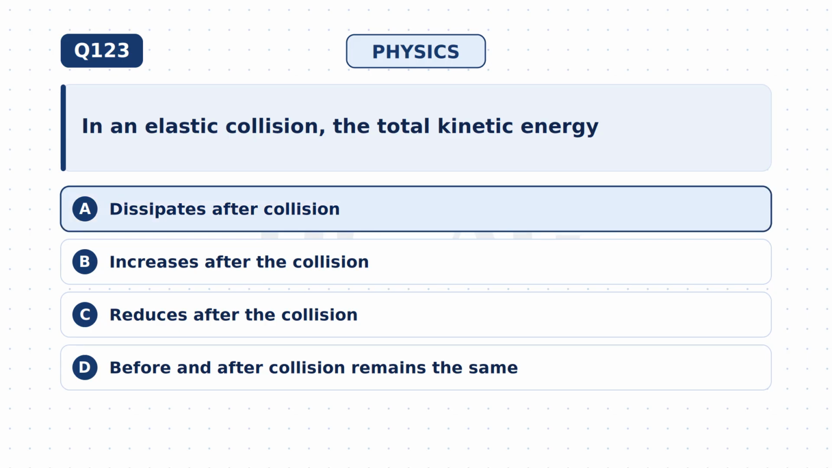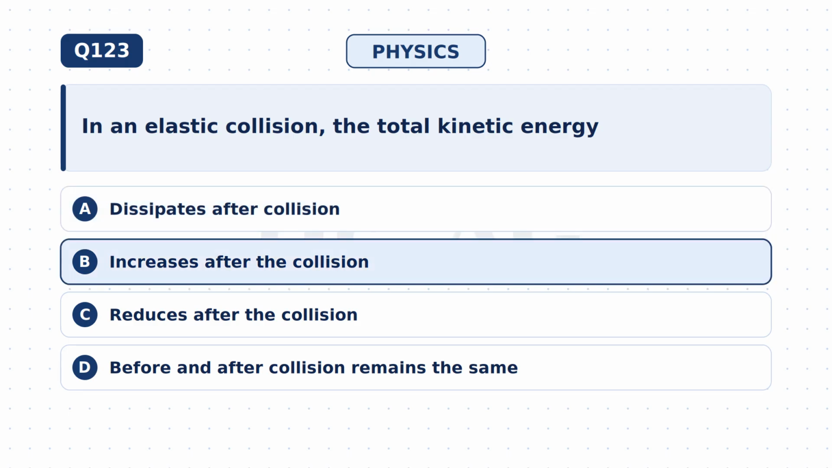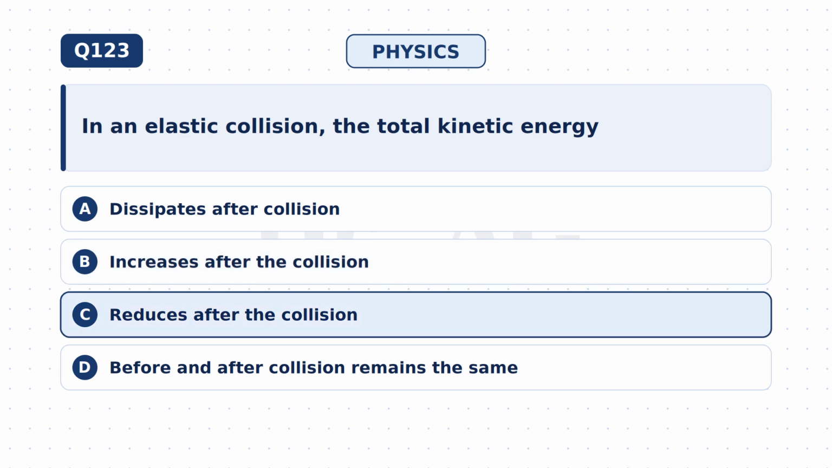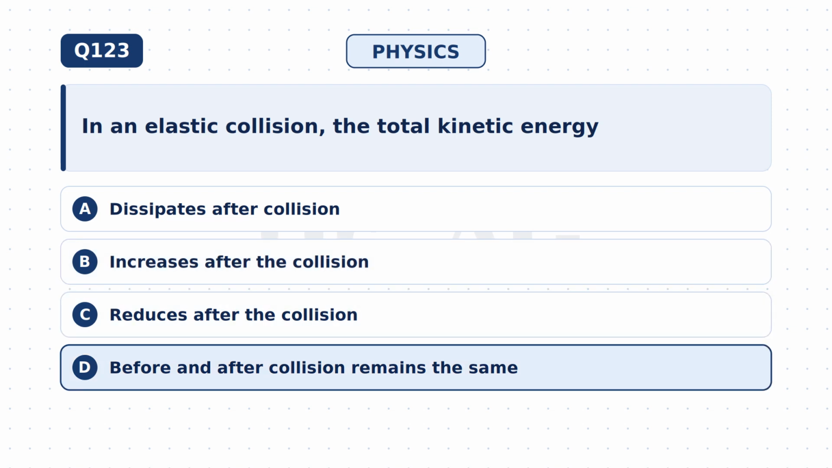Question 123. In an elastic collision, the total kinetic energy. Option A, dissipates after collision. Option B, increases after the collision. Option C, reduces after the collision. Option D, before and after collision remains the same.